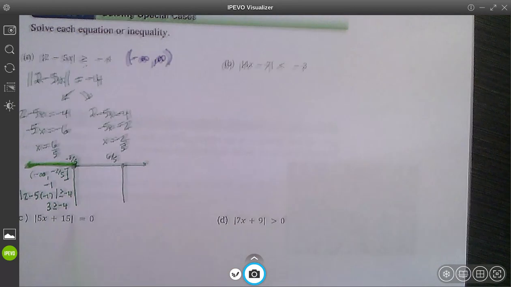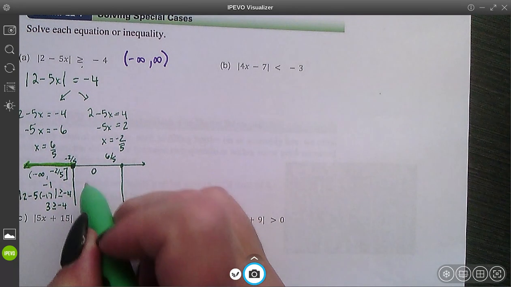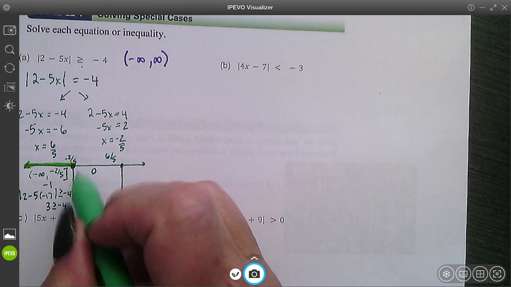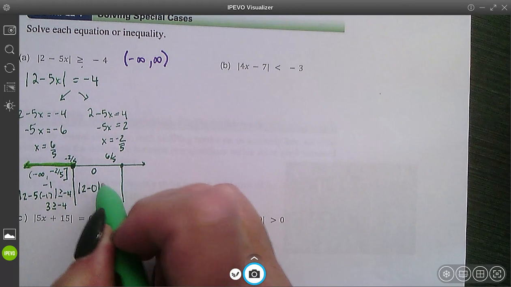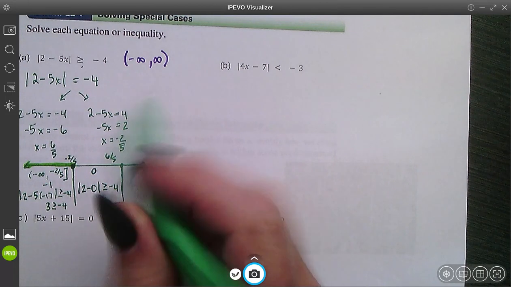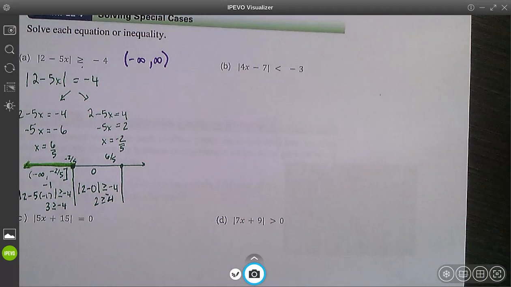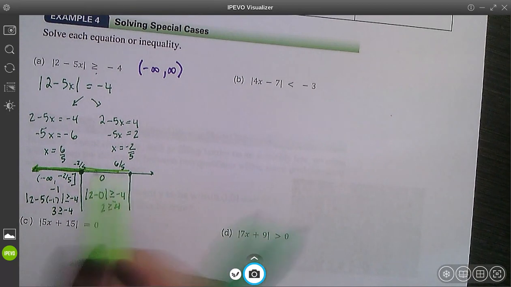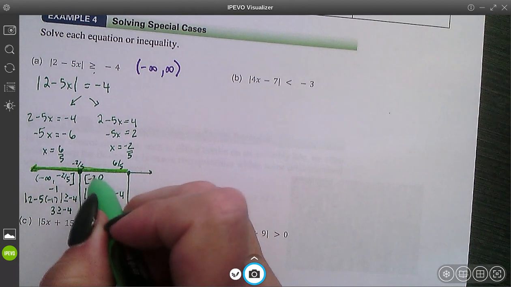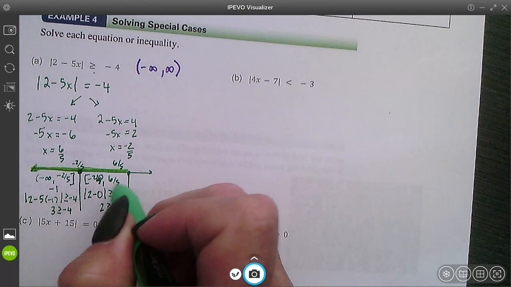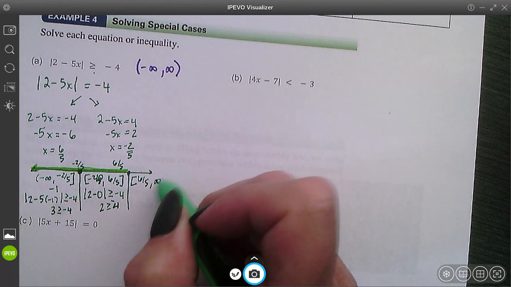And it's colored in. Then something between negative 2/5 and 6/5. 0. So that's going to be absolute value of 2 minus 0 is bigger than negative 4. Absolute value of 2 is 2, and that is true. So this is part of my solution. And that's the interval that includes negative 2/5 and goes to 6/5. And then my other interval includes 6/5, goes to infinity.